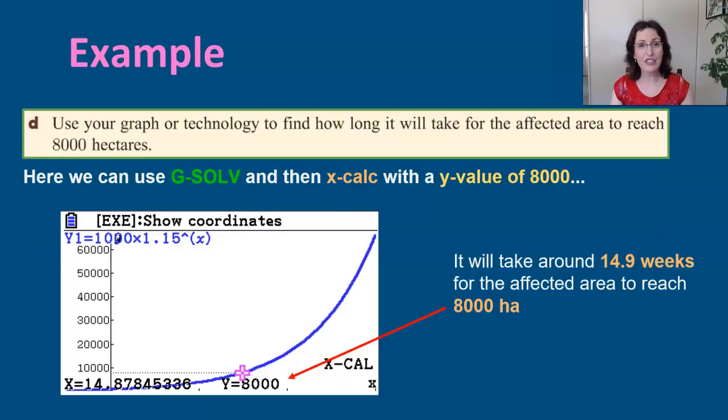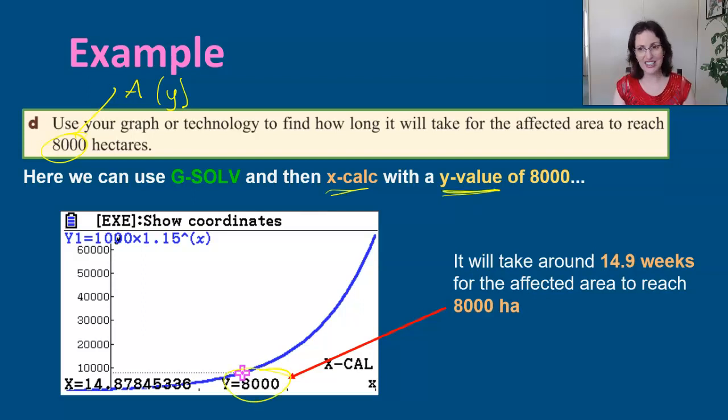Part D asks us to use our graph or technology to find how long it will take for the affected area to reach 8,000 hectares. You would have already seen that on the picture before, but let's talk about how to do it. This time round, what value is that? Is it the X or the Y? Well, this is the Y equivalent now, or the A for area, or the Y value. So we're doing the opposite. We are solving for an X calculation, and we have the Y value. So back into the G solve menu, type in 8,000 for your Y value and see what you get.